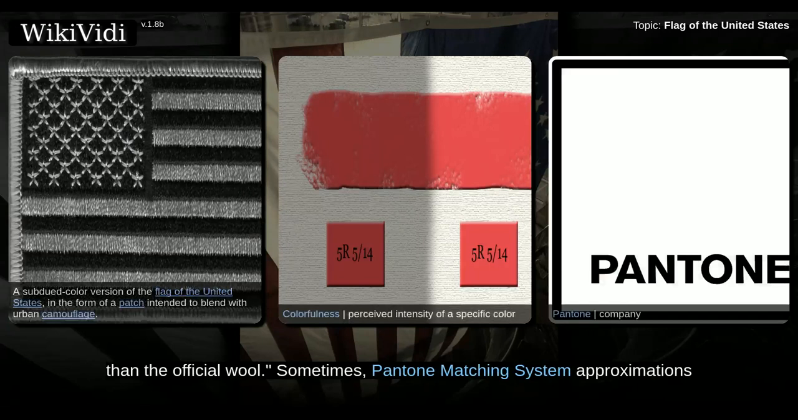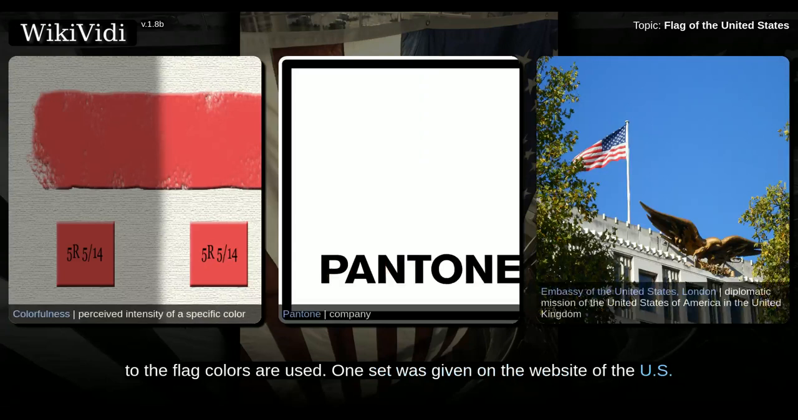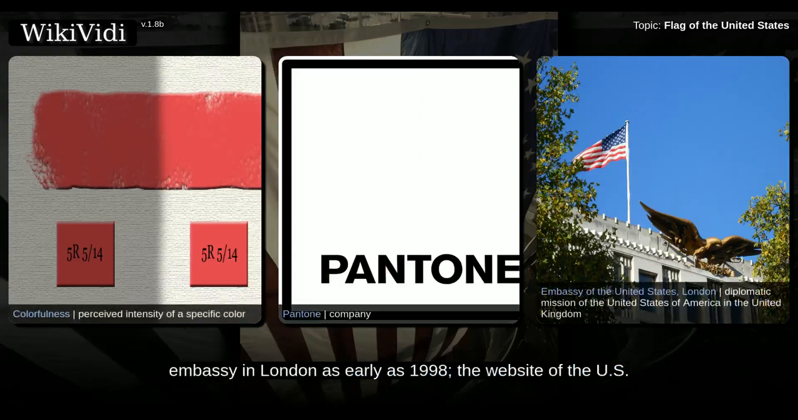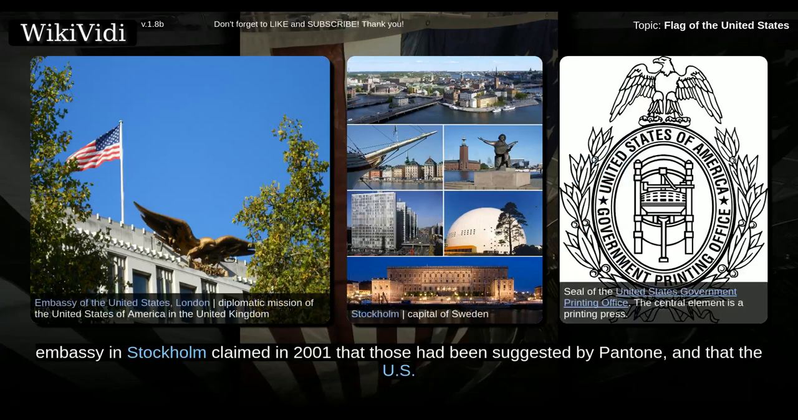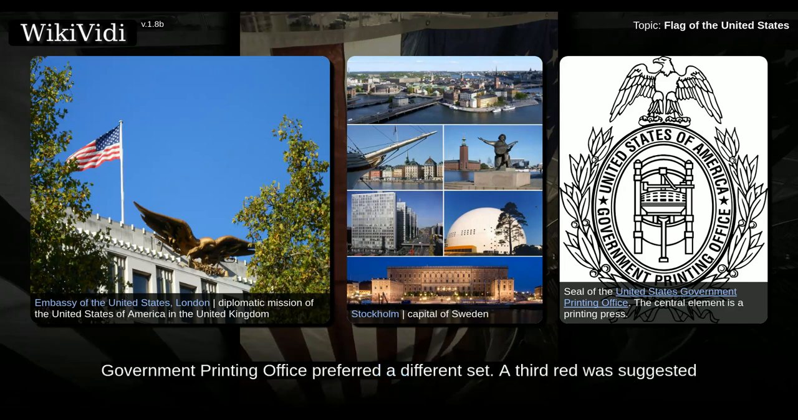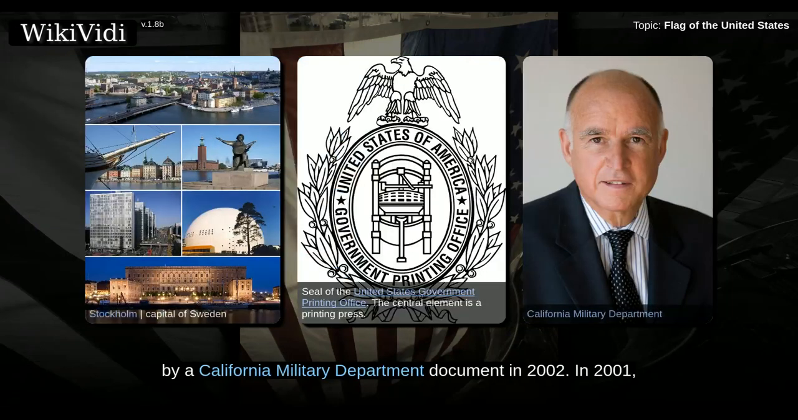Sometimes, Pantone matching system approximations to the flag colors are used. One set was given on the website of the U.S. Embassy in London as early as 1998. The website of the U.S. Embassy in Stockholm claimed in 2001 that those had been suggested by Pantone, and that the U.S. government printing office preferred a different set. A third red was suggested by a California military department document in 2002.